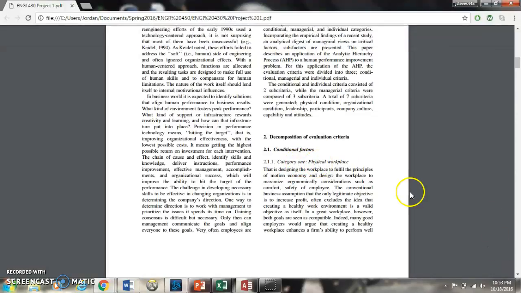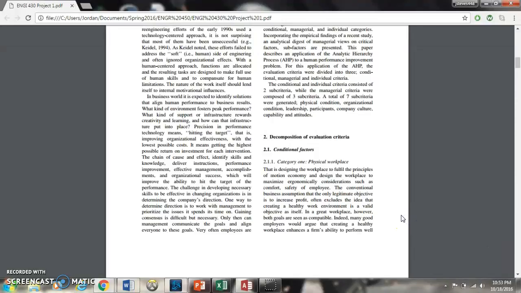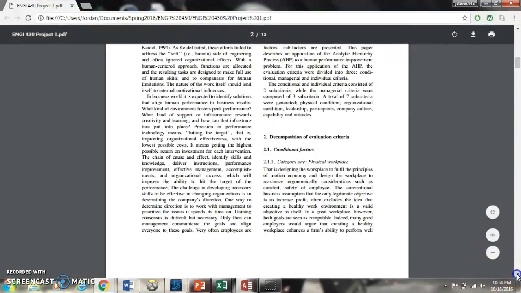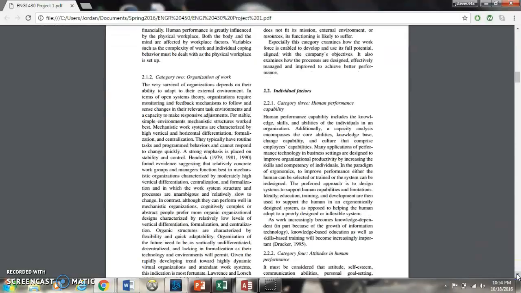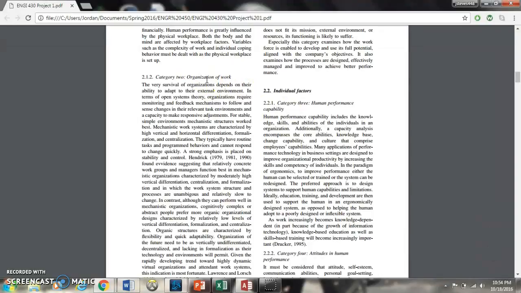The first criteria for conditional factors is the physical workplace. This is how they can ergonomically design their buildings to be comfortable and safe for the employees, so the workers work better in better lighting conditions and such. The next one is the organization of work. So they were talking about how for certain industries and for certain jobs, there's more rigid structure and there's a more fluid structure for how the market moves.